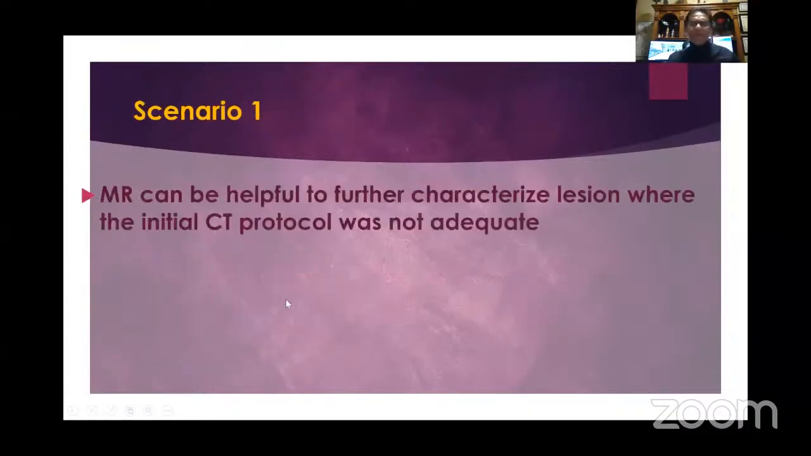So let's go through a couple of scenarios to run through different types of tumors and where MR is going to be helpful in diagnosing these lesions. So scenario 1, MR can be helpful to further characterize lesions where the initial CT protocol was not adequate.